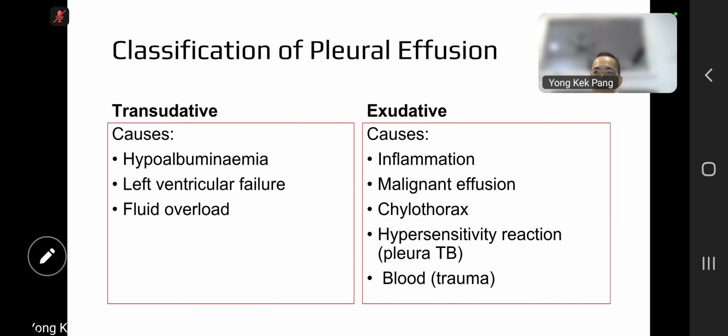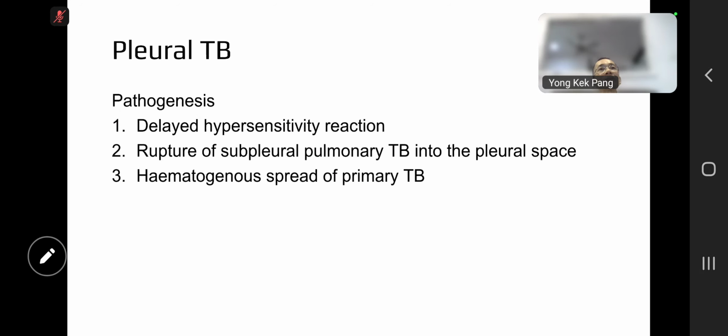So you can see here, I put pleural TB as a form of a hypersensitivity reaction. It's a bit different from TB empyema, which is usually due to direct infiltration of the inflammatory cells into the space, trying to eliminate the TB. But pleural TB to a certain extent is due to overreaction of the body immune system.